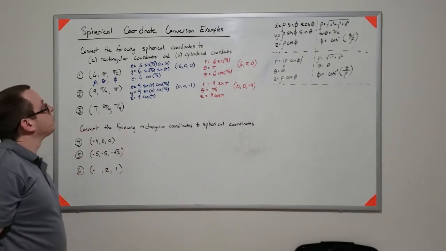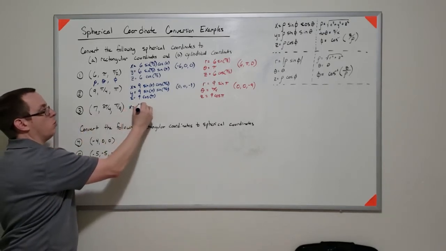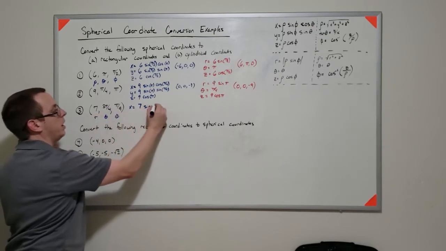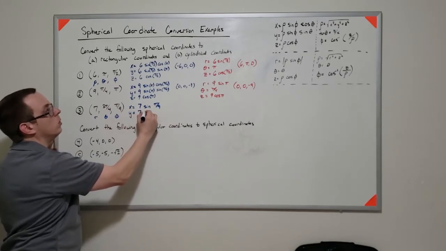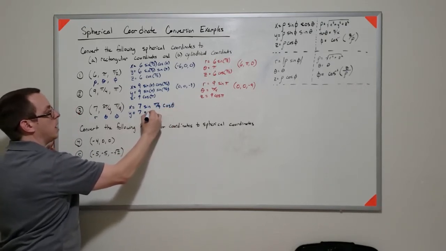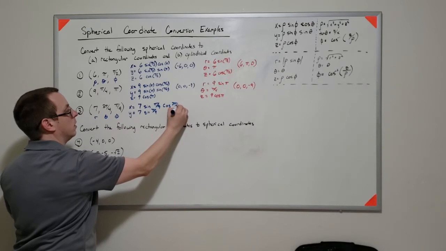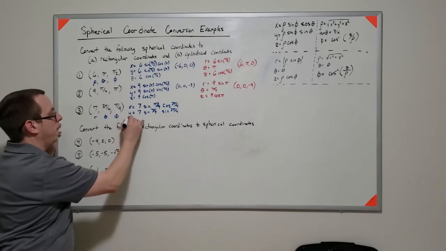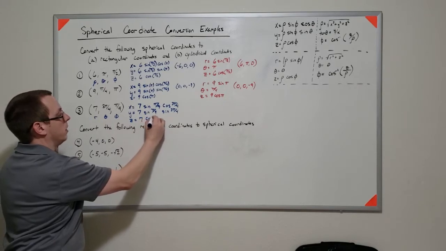Finally, let's put this one to the test. We have x is rho sine phi cosine theta. y is rho sine phi sine theta. And z is rho cosine of phi.